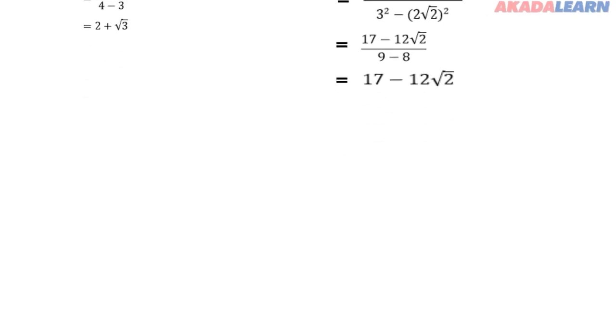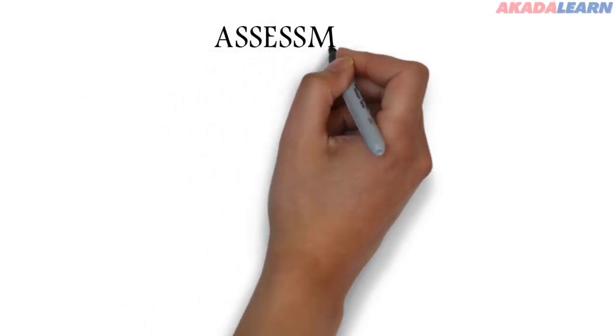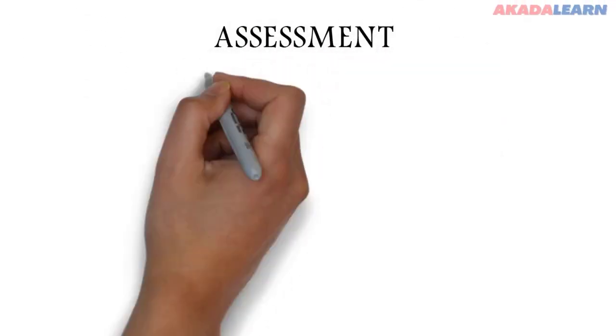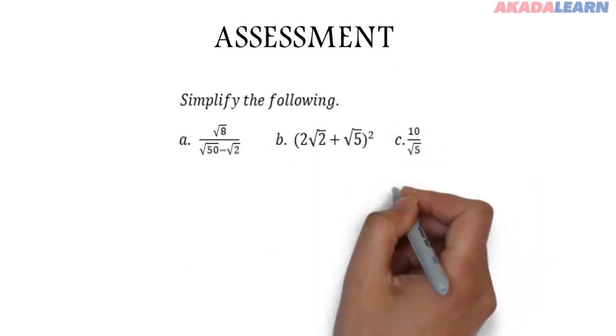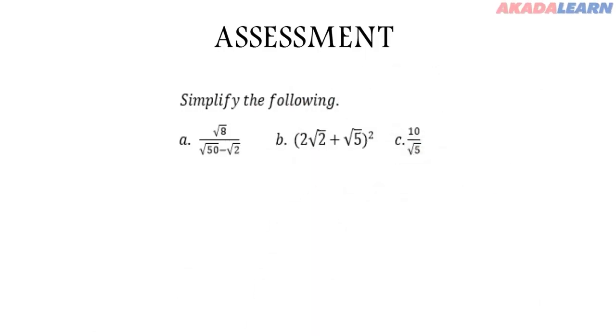Okay. So with that, I believe you can multiply surds and also rationalize the denominator of surds. Thank you.